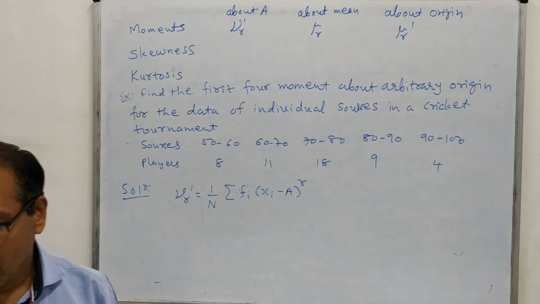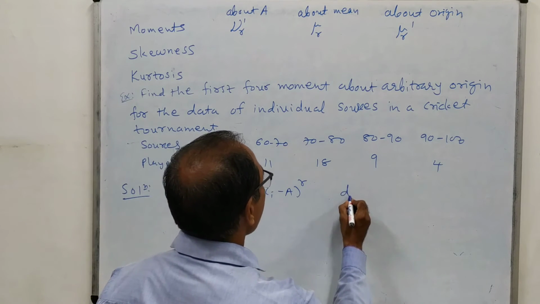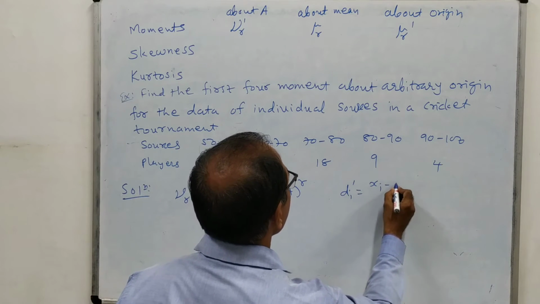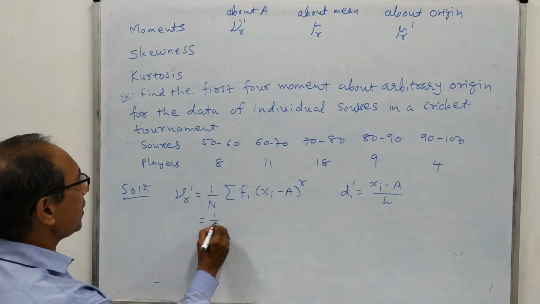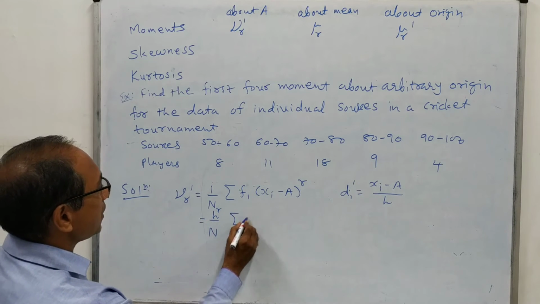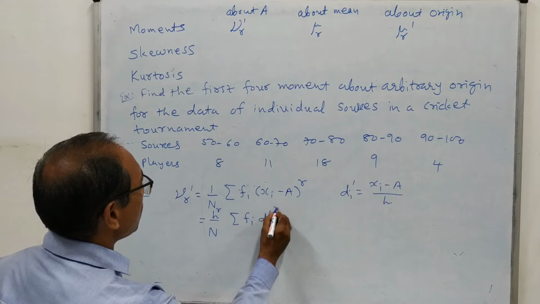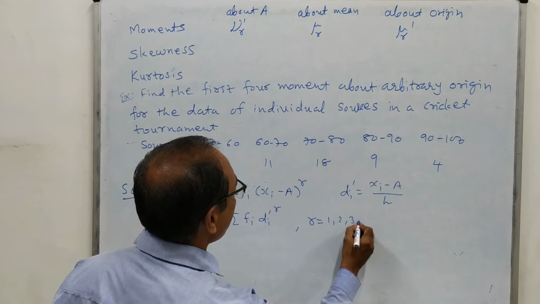But now you can see this is the group frequency distribution. So it is better to use the formula by using the deviation. The deviation is di dash equal to xi minus a over h. This is our deviation. So the formula here will be 1 upon n, h raised to r, sigma fi di dash raised to r. And we want to find out the first 4 central moments, so r equal to 1, 2, 3 and 4.